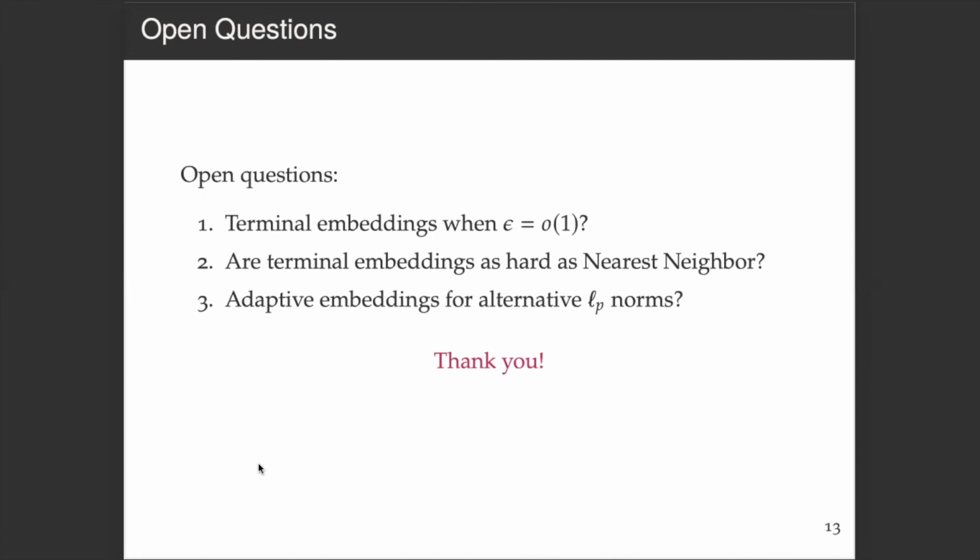Can we show that something is true in the reverse direction as well? So can we show that nearest neighbor search is approximately as hard as verifying whether a candidate point is an approximate terminal embedding? And a final open question is whether some of these adaptive embeddings are possible for other L_p norms beyond just the Euclidean norm considered in our work and previous work.